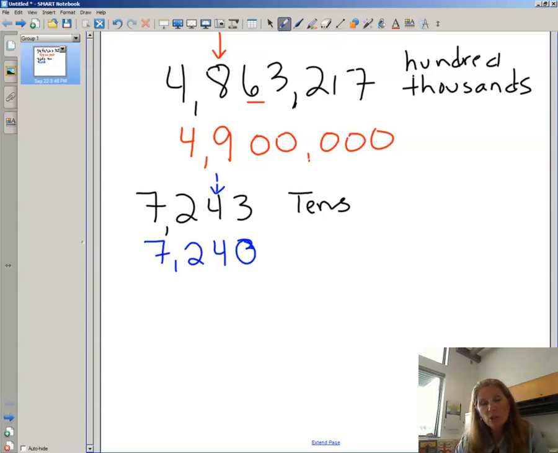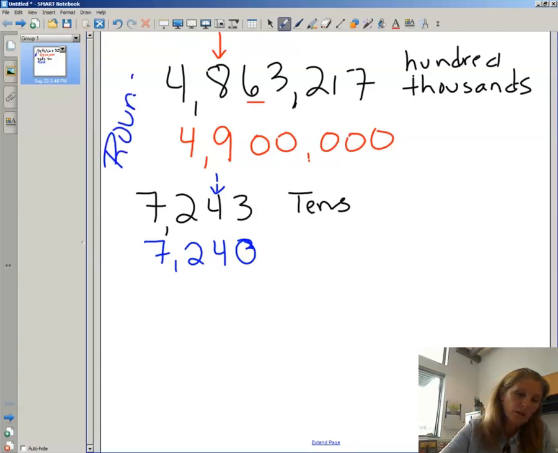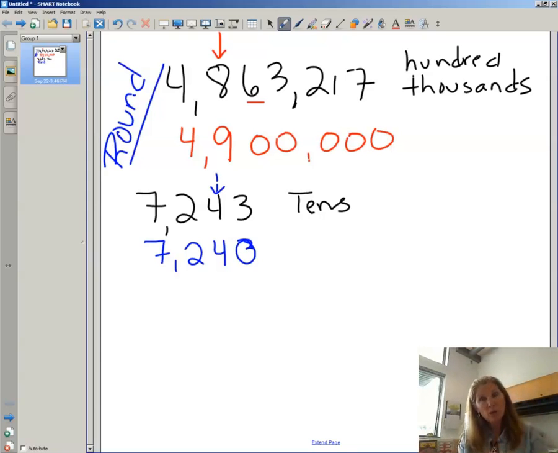So this is just rounding. When you round and then do a problem based on what you rounded, that's estimating, doing a problem using your rounding. Let's do another one. I want to show you what happens when you round with nines, because that's a little tricky.